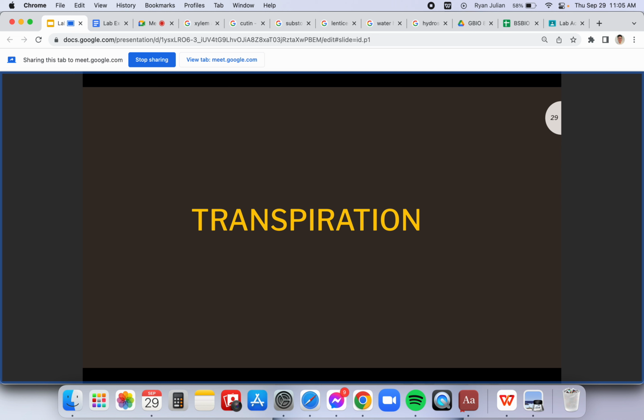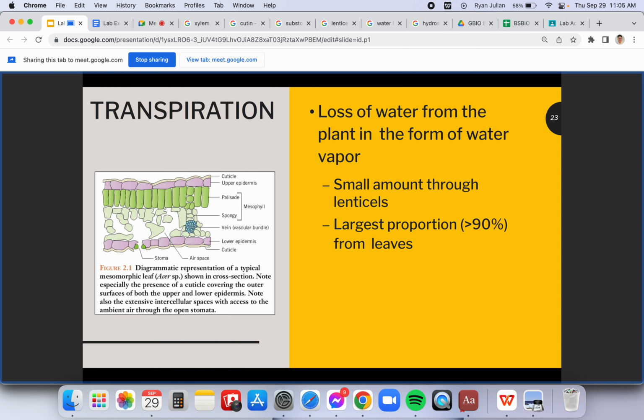For the remaining slides that we have here, let's discuss transpiration or the loss of water. Loss of water from the plant in the form of water vapor, a small amount through lenticels. When you encounter the term lenticels, these can be found on trees. These are the round structures found on the superficial portion of a trunk, which serve as gas exchange for molecules. It encompasses the largest proportion, approximately 90%, from the leaves.